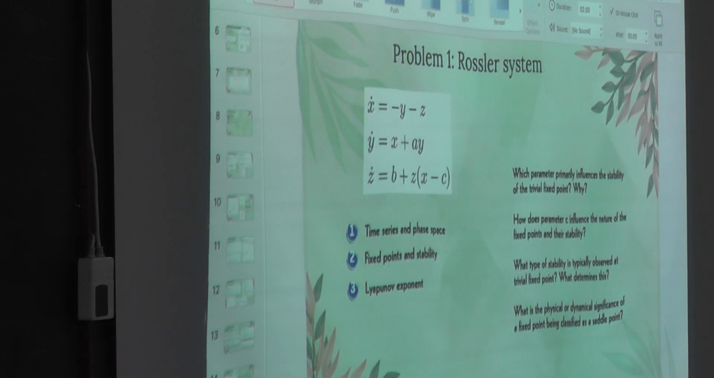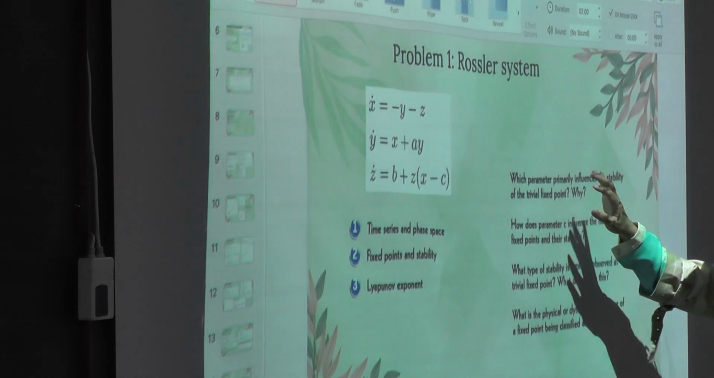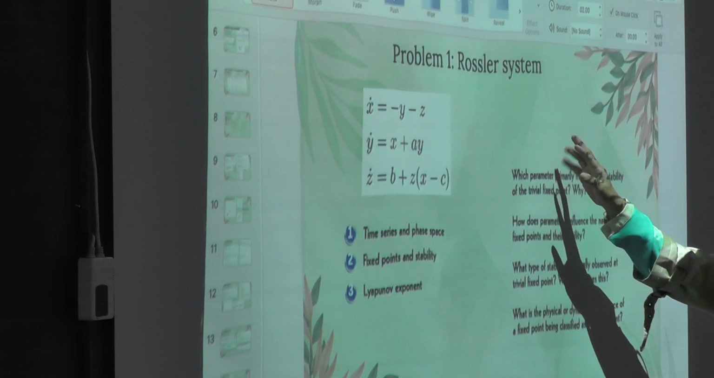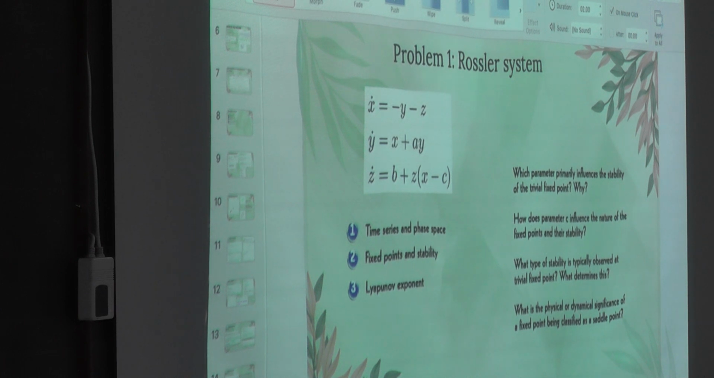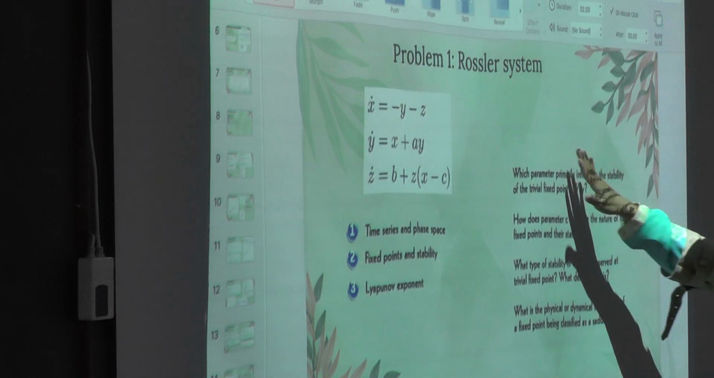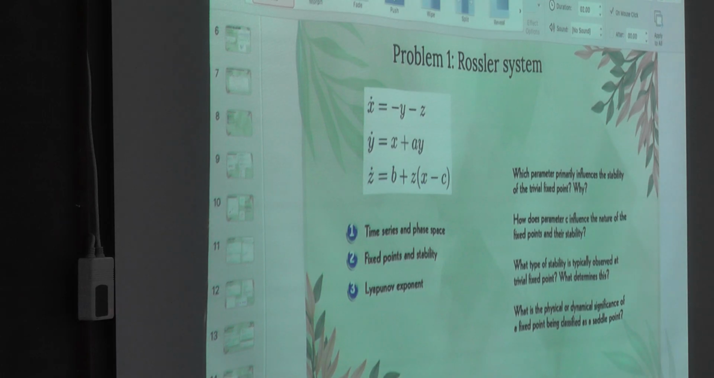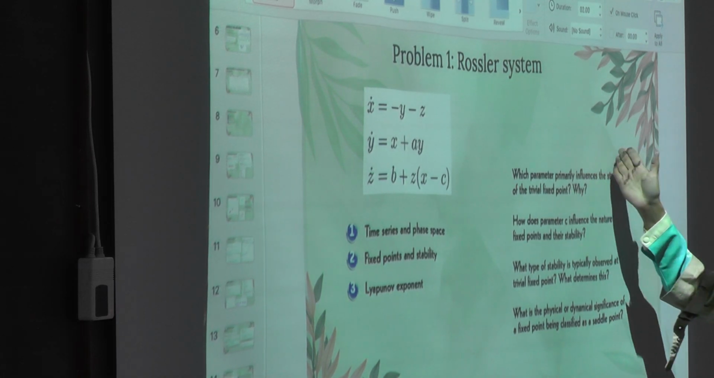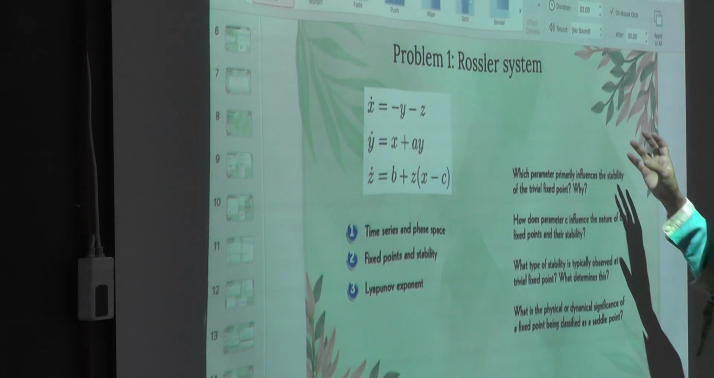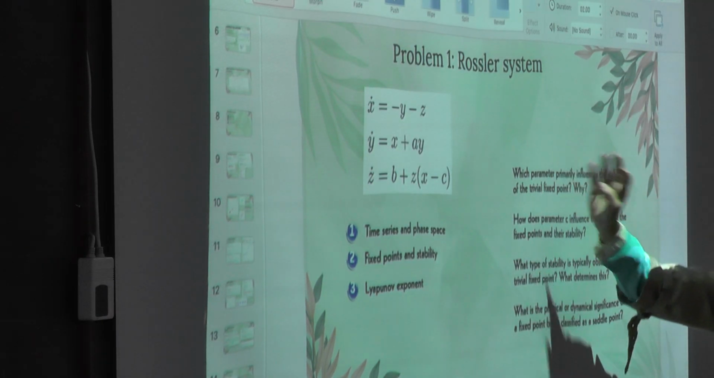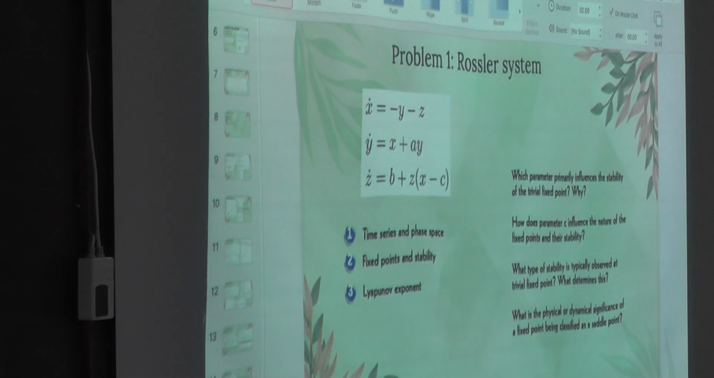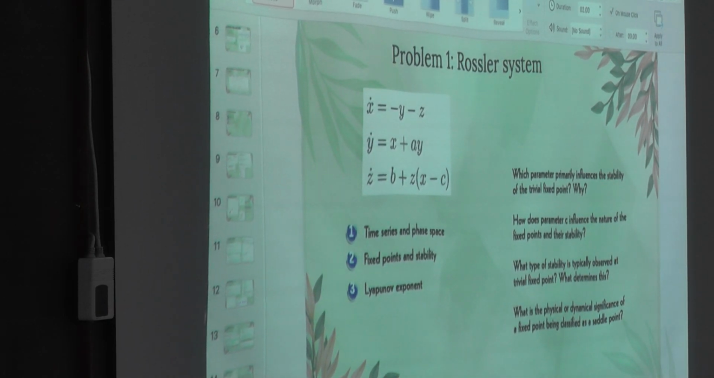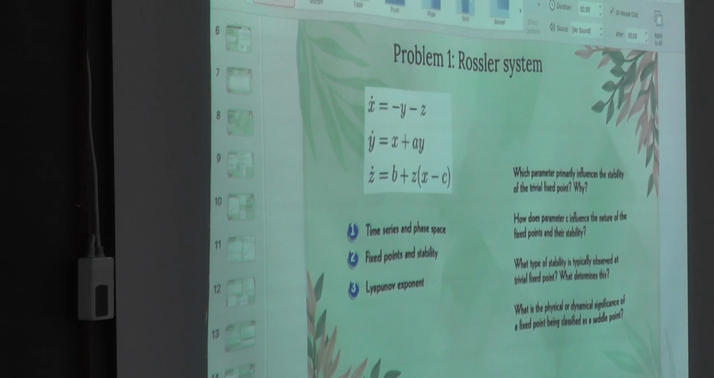Again, because a gives a direct influence to the eigenvalues, the second eigenvalue will change if we change the value of a. So in short, a influences the stability.